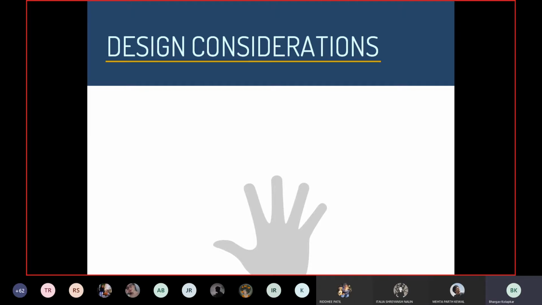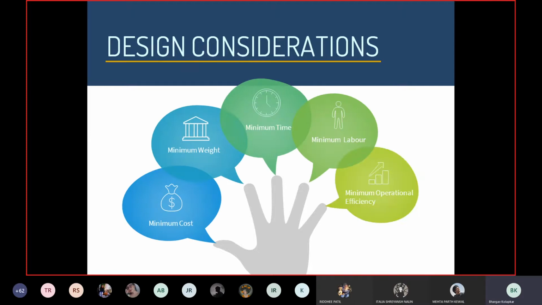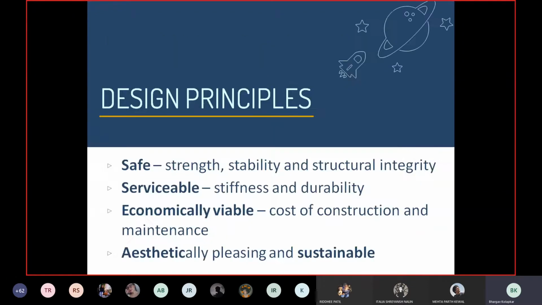When it comes to structural design, the design considerations include, first and most important, that whatever you build has to be at minimum possible cost. It has to weigh minimum because if it weighs minimum, it is going to require less material and a lighter foundation, and that is going to save a lot of money. Then it should be constructed in minimum time. It should require minimum effort in terms of labor, and it should have maximum operational efficiency. These are the basic design considerations before starting a structural design.